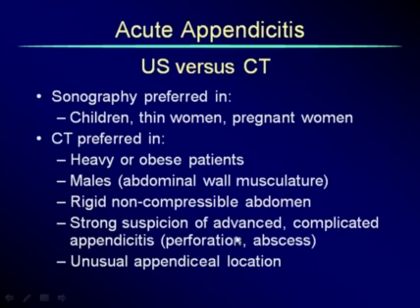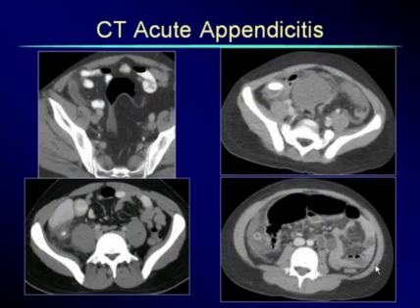If we think the process has gone on to a more advanced, complicated appendicitis where there's been a perforation or an abscess, we go on to CT. Or if the appendix is suspected or known to be in an unusual location.